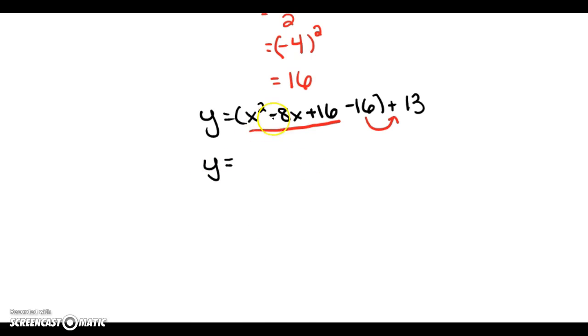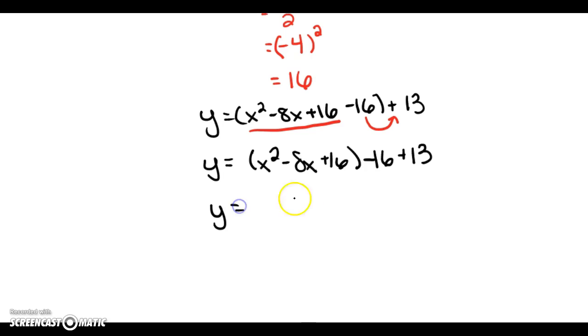So we have y is equal to x squared minus 8x plus 16. Then we'll move that negative 16 to the other side. And we don't have to change the value here because it's just the other side of the brackets, not the other side of the equation. So we can simply write negative 16 on that other side. Then we can clean up this negative 16 plus 13. So we have y is equal to x squared minus 8x plus 16, then negative 16 plus 13 would leave you with negative 3.